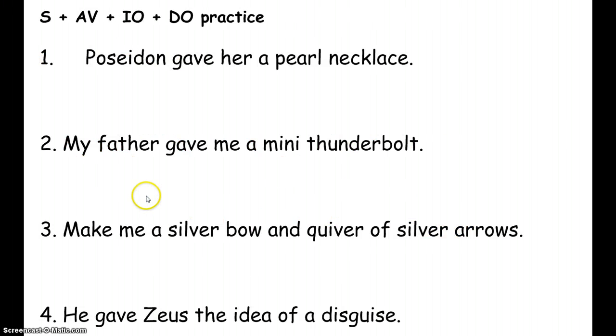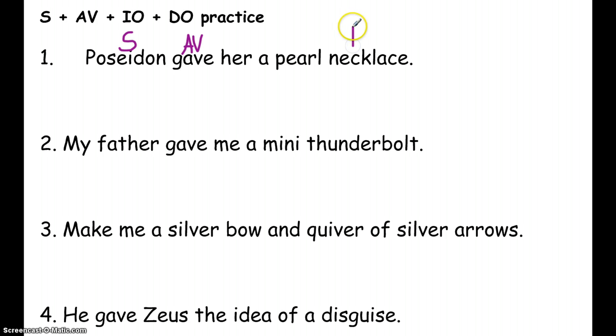So then we went to our book and found some practice sentences in there. Poseidon gave her a pearl necklace. If I look in there, I see no prepositional phrases, so I'm going to go right to looking for my subject. The sentence is about Poseidon. What did Poseidon do? Poseidon gave. That's an action verb. Poseidon gave. Whom or what did Poseidon give?